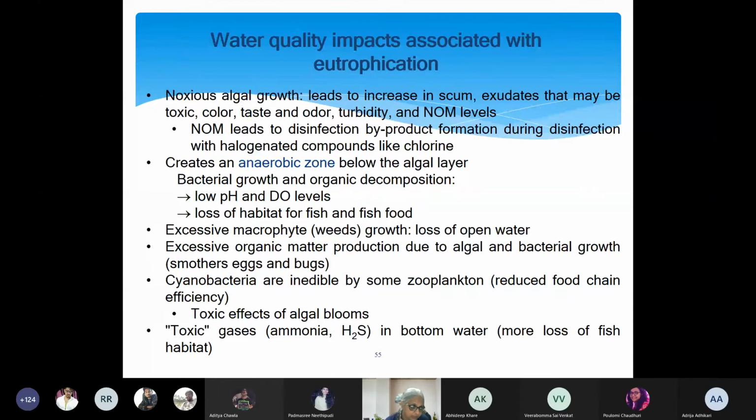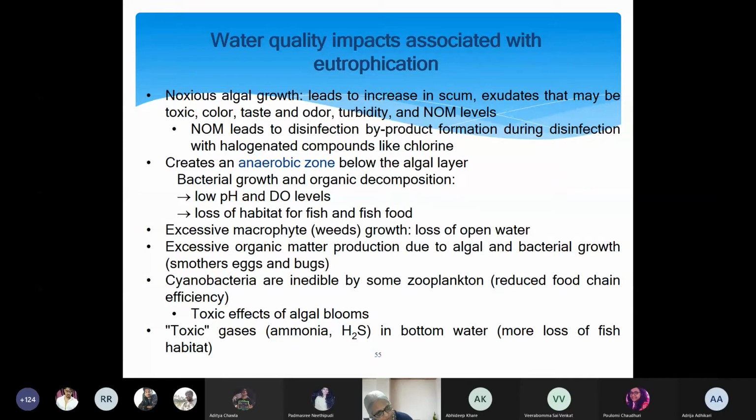Now this layer of algae is absorbing sunlight and CO2 from the atmosphere. What happens to the water below that algal layer? That layer below the algal layer is going to get a small amount of oxygen, which is going to be consumed by the bacteria that are in the lower layers. So bacterial growth and organic decomposition will happen in the water below the algal layer. So because of this organic decomposition, pH will fall. Acids are generated in decomposition. pH will fall and so will the DO levels.